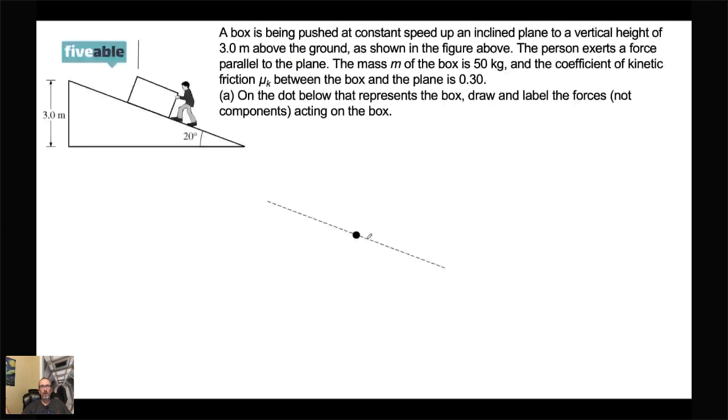Alrighty, so here we go again. It says a box is being pushed at a constant speed up an incline plane to a vertical height of 3 meters above the ground. So this person is pushing the box from the bottom all the way up to the top. Notice that the height change here is exactly 3 meters. The mass of the box is 50 kilograms.